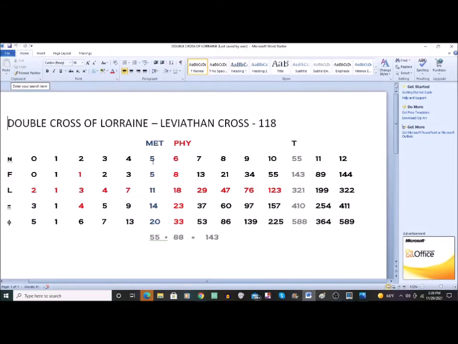The 11 and the 5. These numbers, they're super important. The 55 combined with the 11. November the 5th, right here.